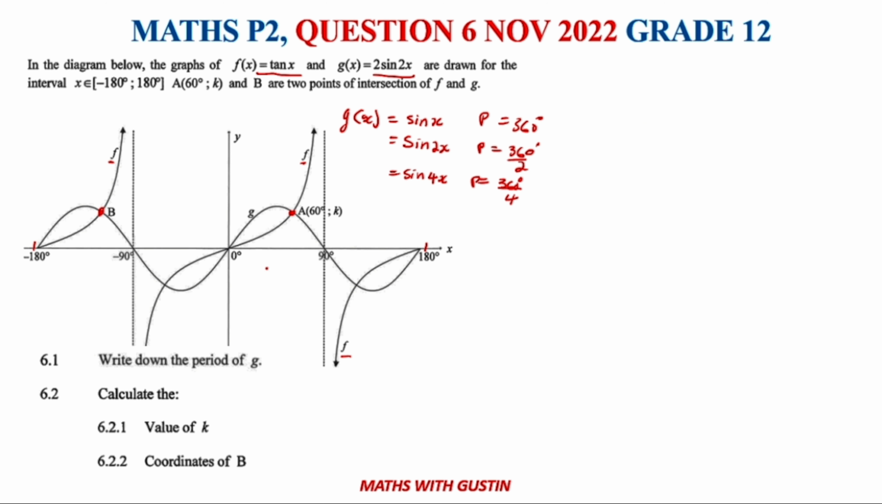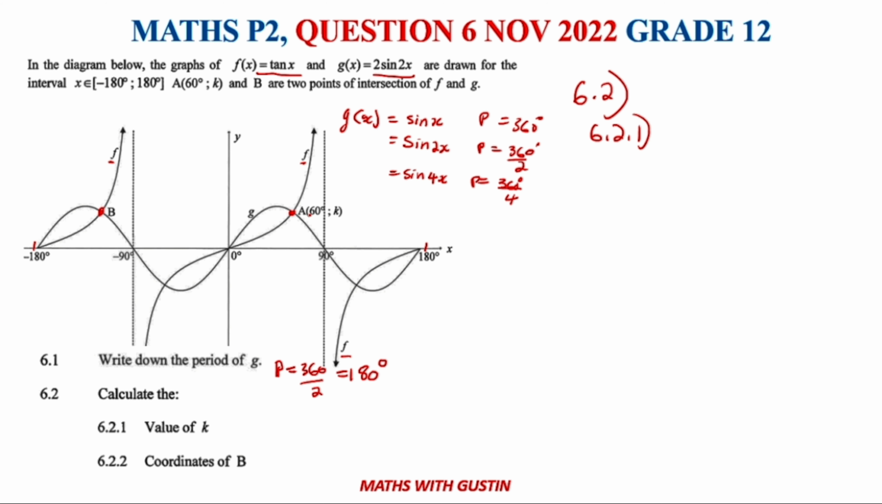So for this one, our period used to be 360, the coefficient of x is 2, therefore we have 360 divided by 2, which gives us the period of 180. It makes sense. All right, now we have 6.2.1, which says calculate the value of k.